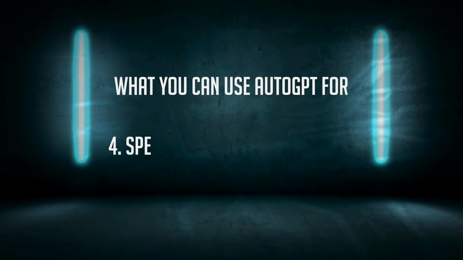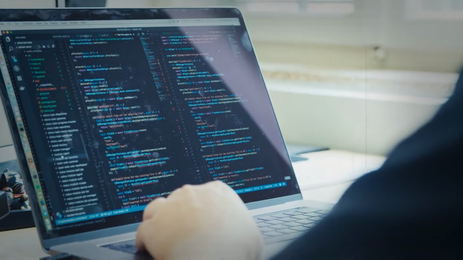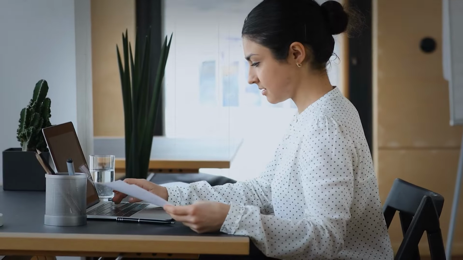Number 4. Speedy language translation at your fingertips. AutoGPT isn't just a tool for coding, it's also a powerful language translator. With AutoGPT, you can quickly and easily translate text between different languages. This makes it easier to communicate with people all over the world.